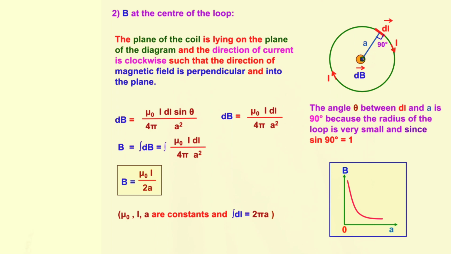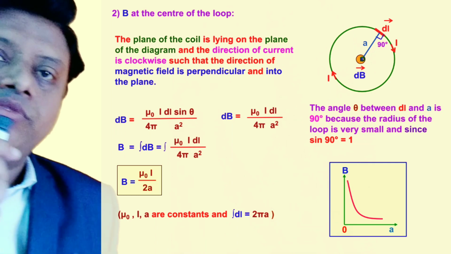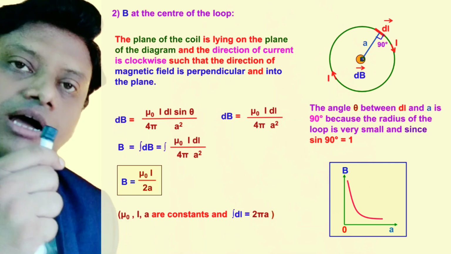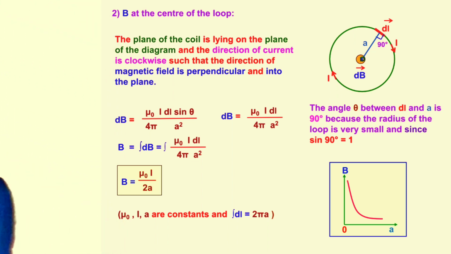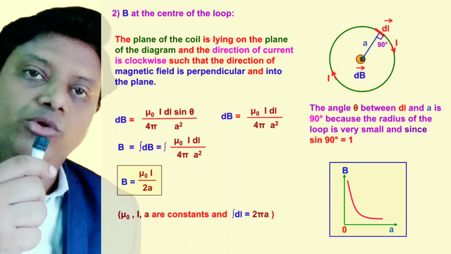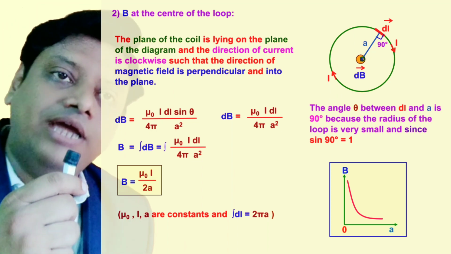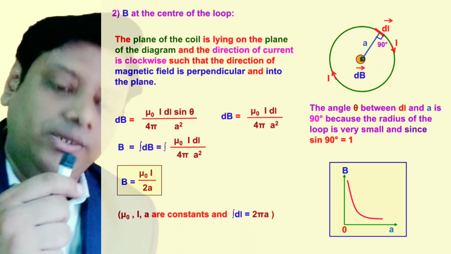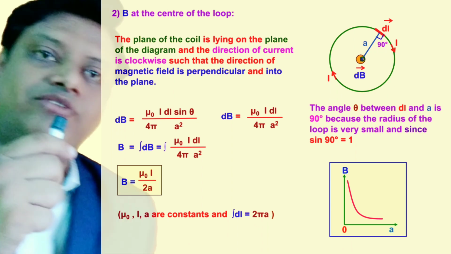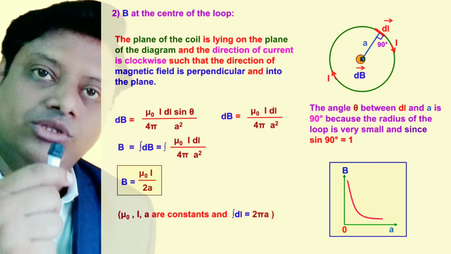So we have dB equals mu naught upon 4 pi I dl sin theta upon a square. Okay, so the formulas are clear. dB equals mu naught upon 4 pi I dl upon a square, and after integration we get the total magnetic field, which is given by mu naught I upon 2a. So mu naught I upon 2a will be the magnetic field at the center of this coil. So this finishes the derivation, and you can see the graph which is given on the right side.